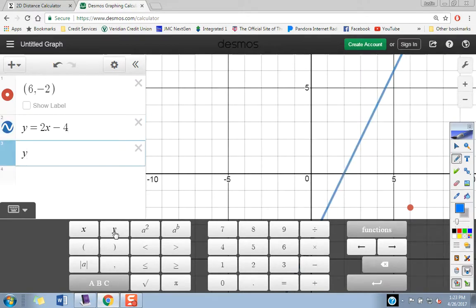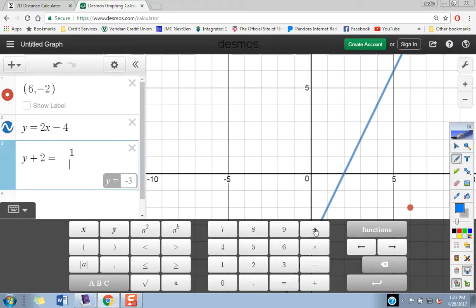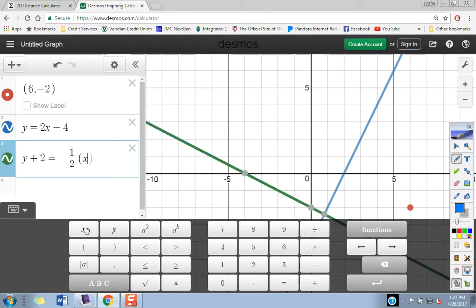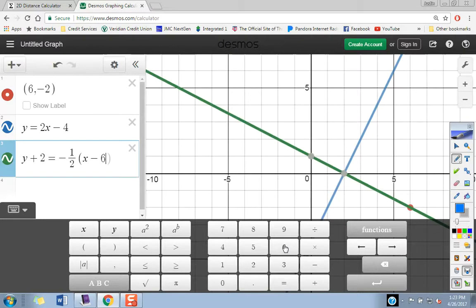y plus 2 equals -1/2 (x minus 6). Now guys, with a little bit of luck, this green line should pass through what? Does it pass through my point we plotted originally? Do we appear to have a 90-degree angle at the intersection of the green and blue line? Here's what I love about decimals then. The distance that you are kind of trying to find here is going to be between this gray point here, which is what?